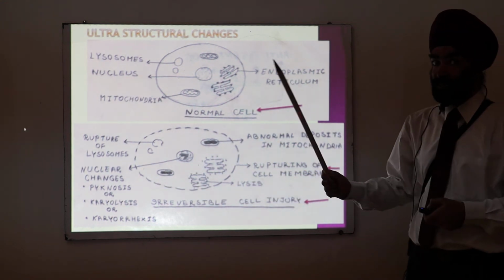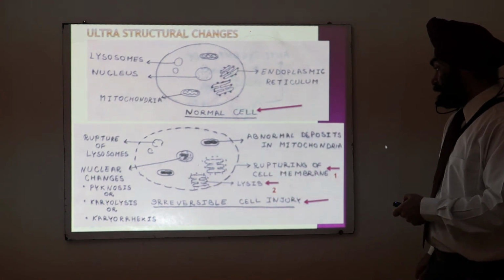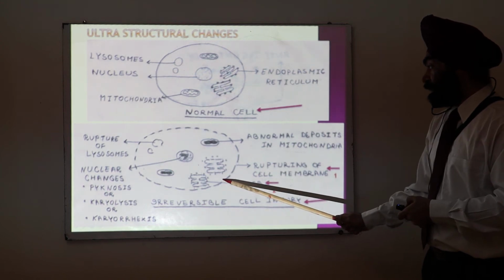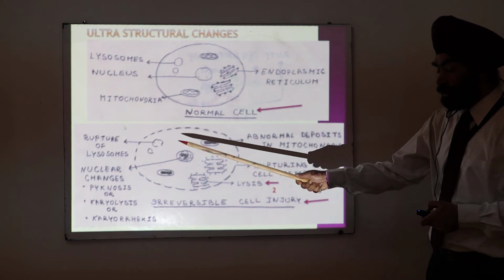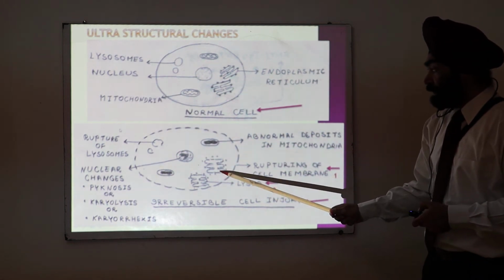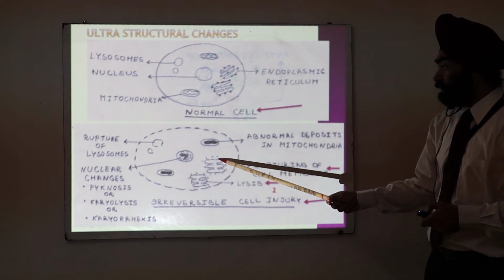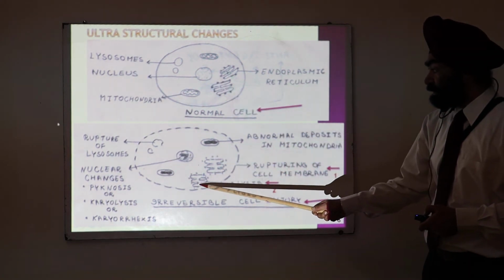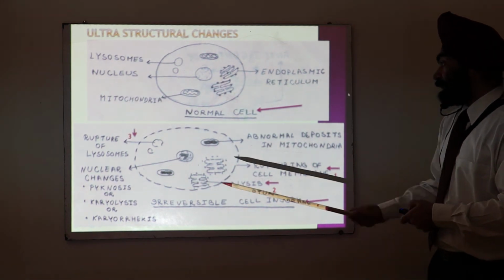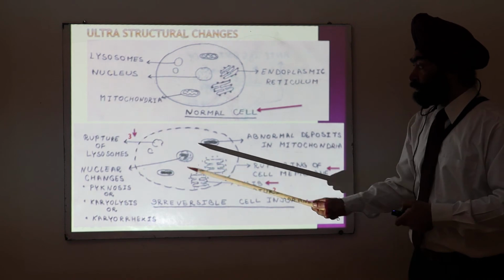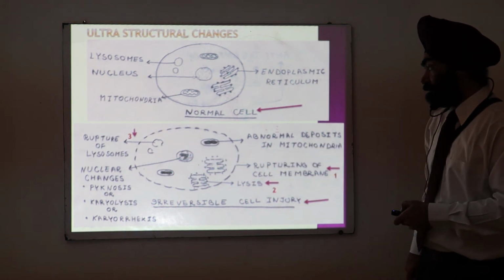If you remember the last lecture, I told this thing: rupturing of the plasma membrane is very important. Second thing, lysis, because not only this membrane, whatever membranes are present inside the organelles are also ruptured. This is swollen as well as ruptured. This one is intact, but this one is ruptured. Then rupturing of the lysosomes also, because the lysosomes will be ruptured and will release their enzymes.